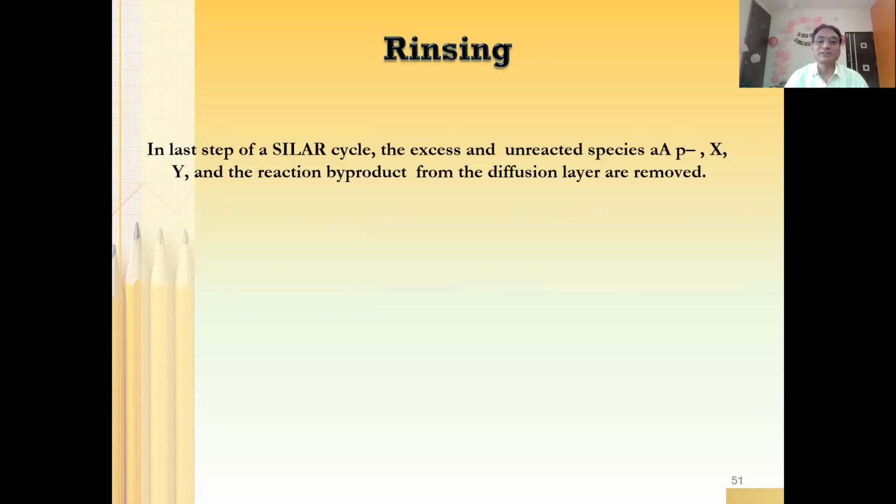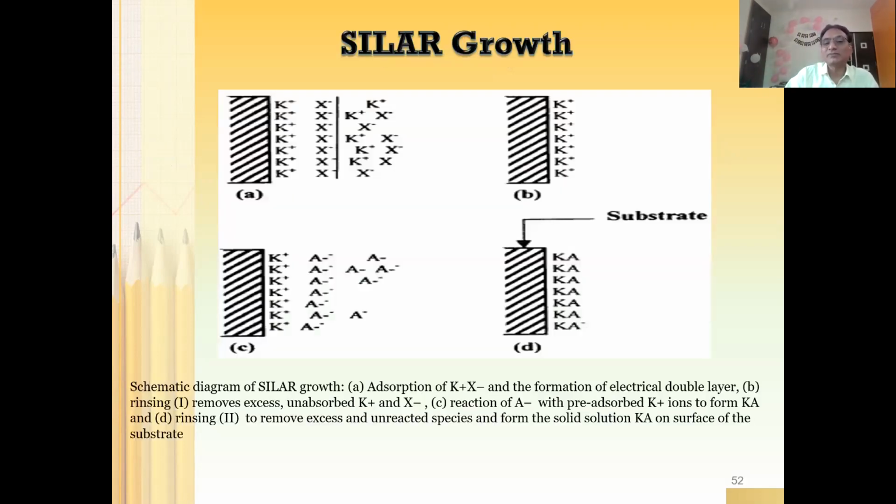And again, the last step is going to be rinsing. In the last step of the SILAR cycle, the excess unreacted species are removed, because whatever reaction takes place forms a stable substance. So whatever unreacted species are there, cationic as well as anionic, are going to be removed, and moreover the byproduct also, because there will be some byproduct. So the unreacted cationic and anionic species and byproduct are going to be removed during the rinsing process.